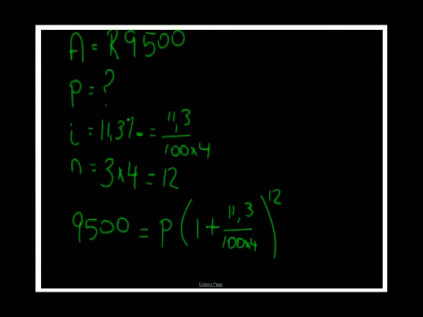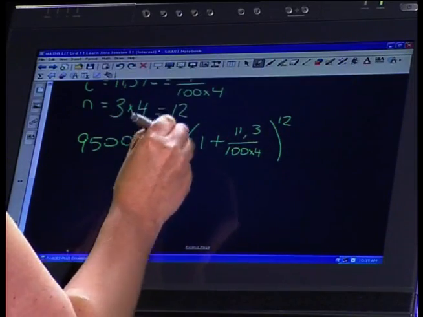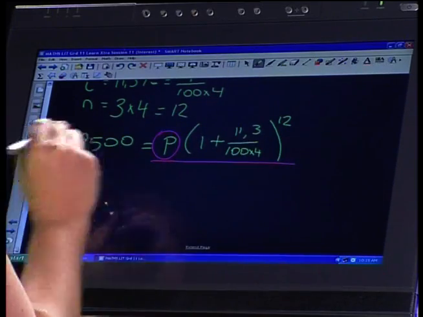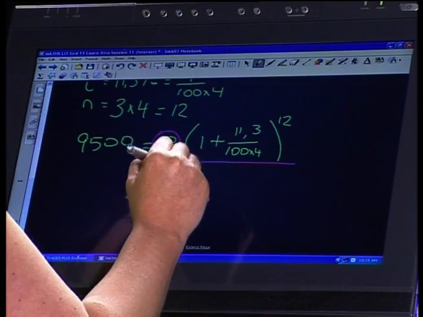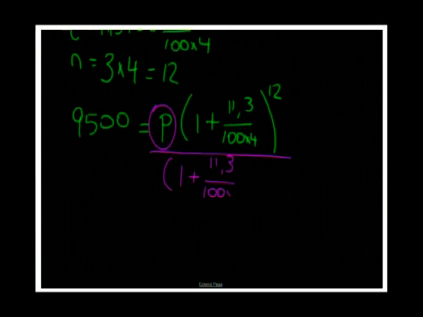power of 12. Now we need to, again, manipulate this formula. So we need to get P on its own. So to get P on its own, let's try a different color. To get P on its own, I'm going to divide by everything that it's multiplied by. And in this case, it is my brackets. So if I divide by my bracket, then those brackets cancel out, but I need to divide on the other side by the bracket.